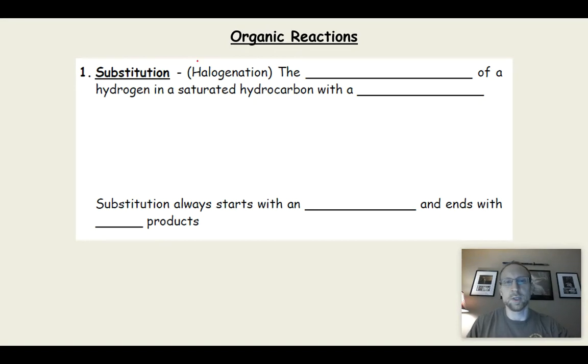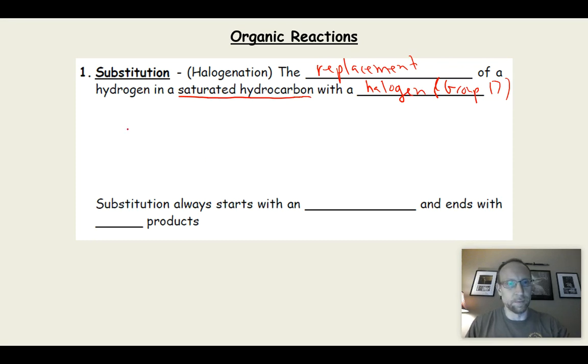So the first one is substitution, often called halogenation, because what you're doing is the replacement of a hydrogen in a saturated hydrocarbon with a halogen, which are our group 17 elements, right? So we call that halogenation. So we're replacing a hydrogen with a halogen in a saturated hydrocarbon. So it's got to be saturated. So let's look at an example.